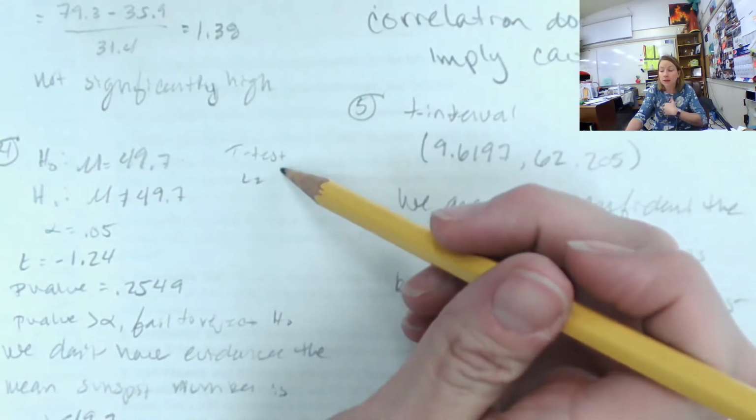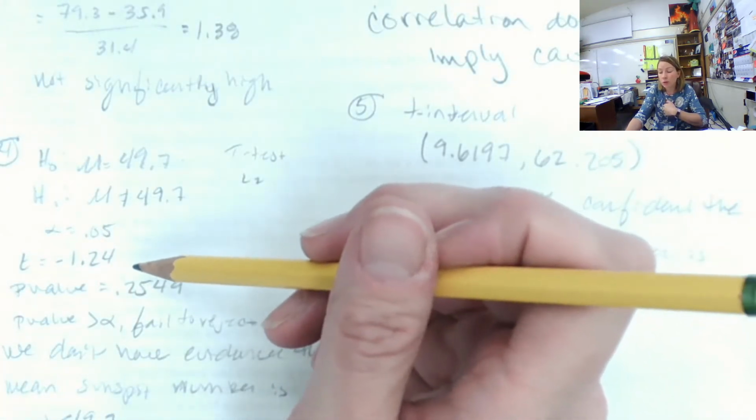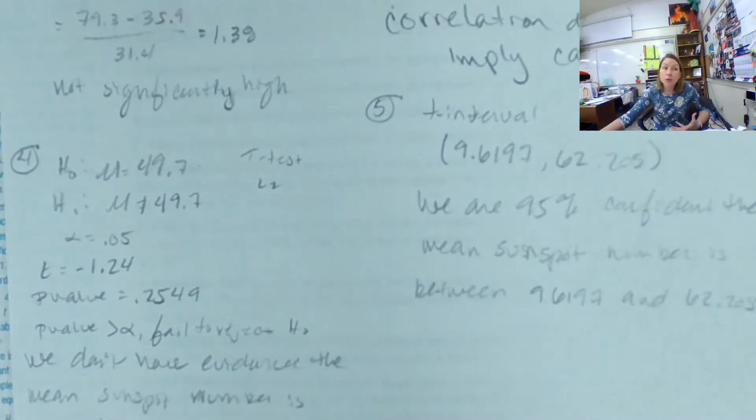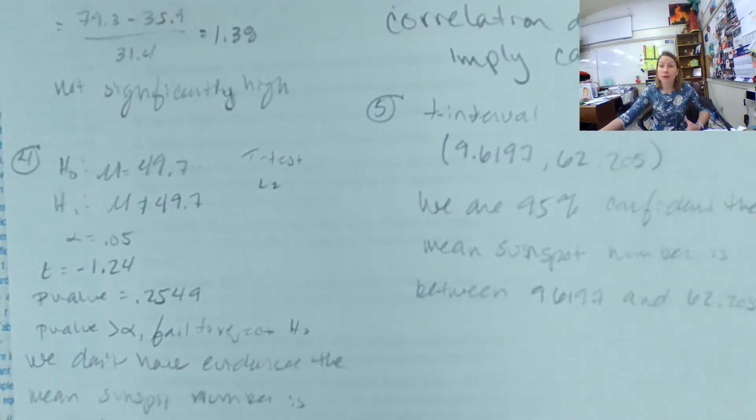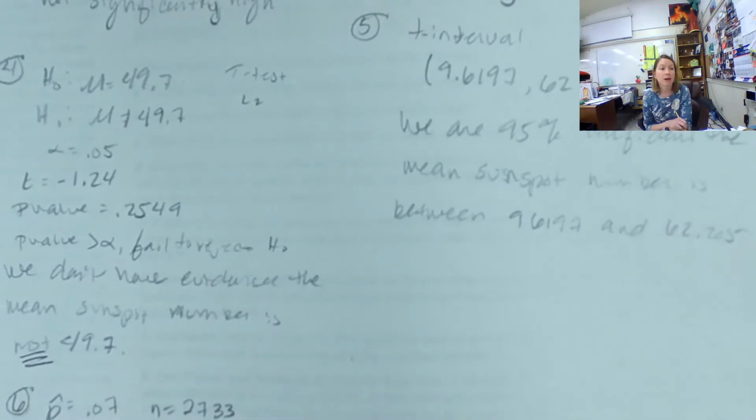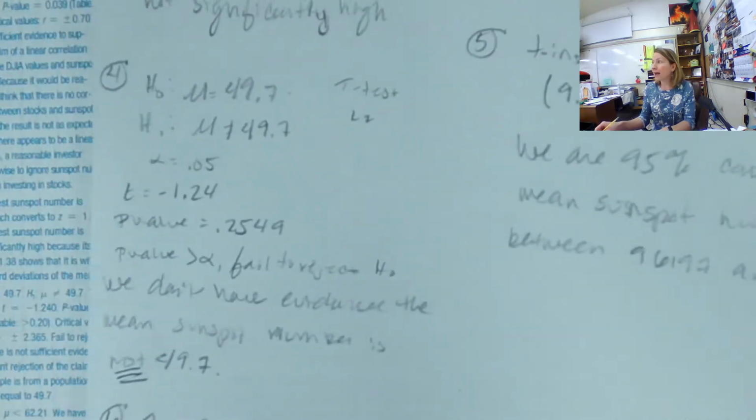a t-test. List 2, alpha is 0.05, my t is negative 1.24, my p-value is 0.2549, which is really high. So my p-value is greater than alpha, we fail to reject our null. So we don't have evidence that the mean sunspot number is not 49.7.